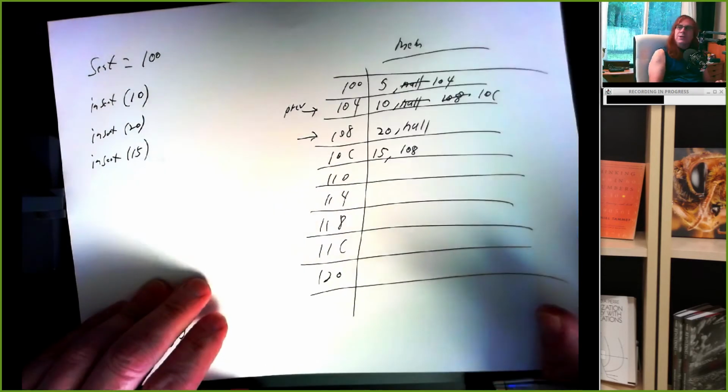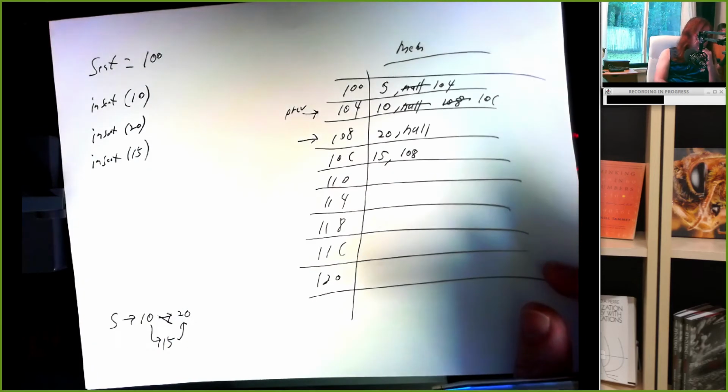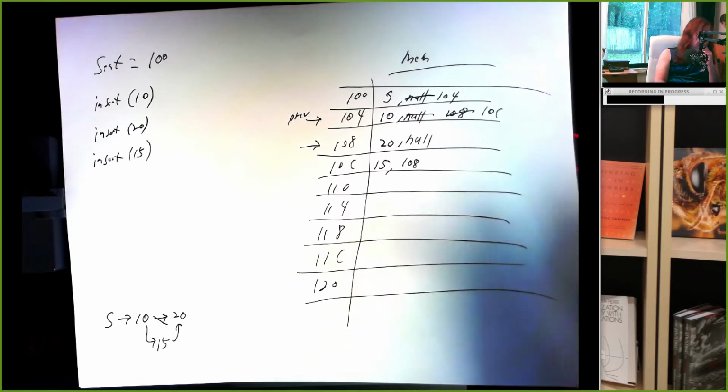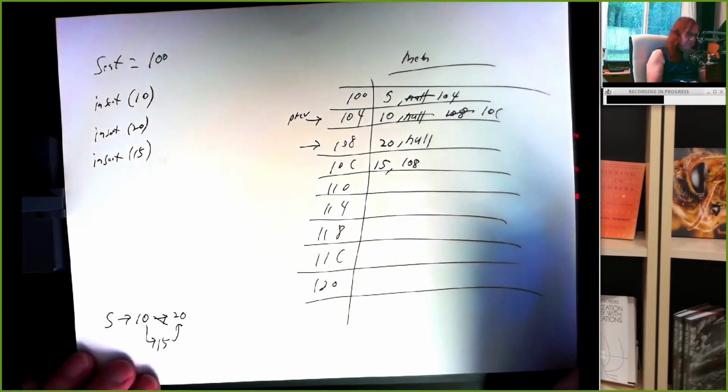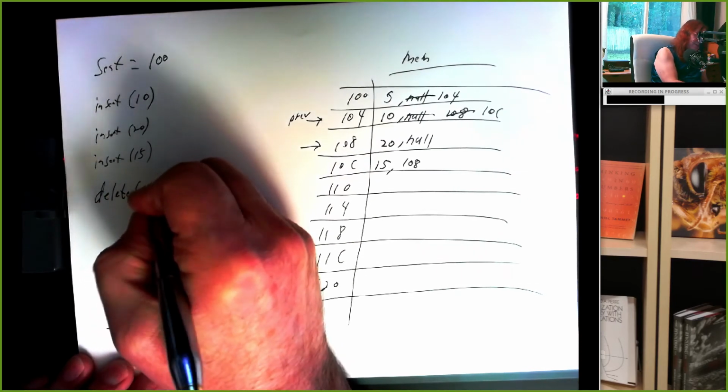I have a question. Yeah. Is the sentinel node there just so that if we change the first number, we're actually kind of changing the second number? Exactly. Okay.